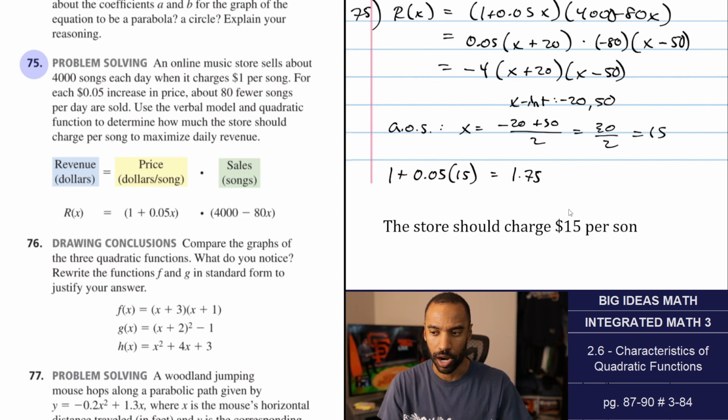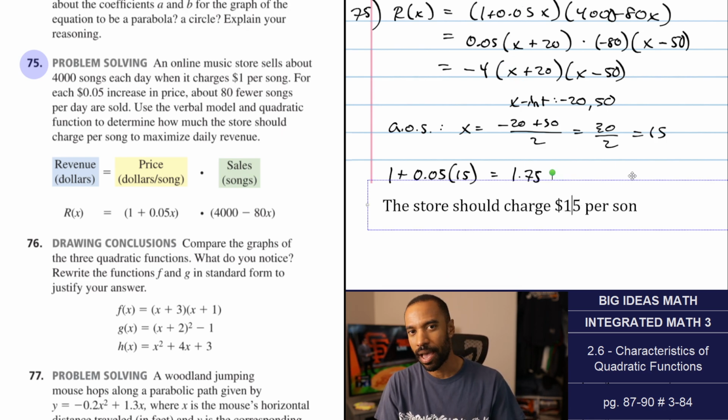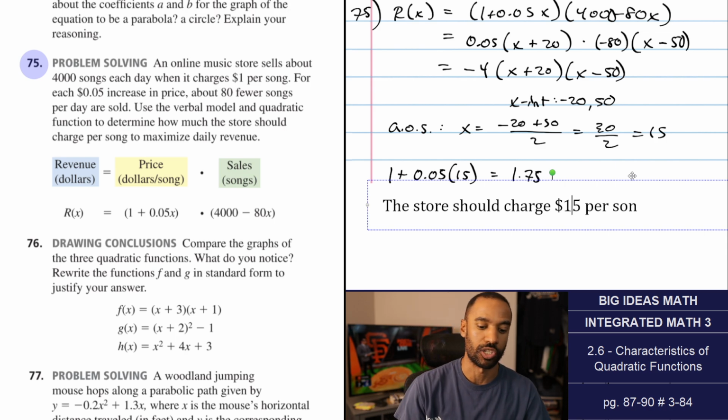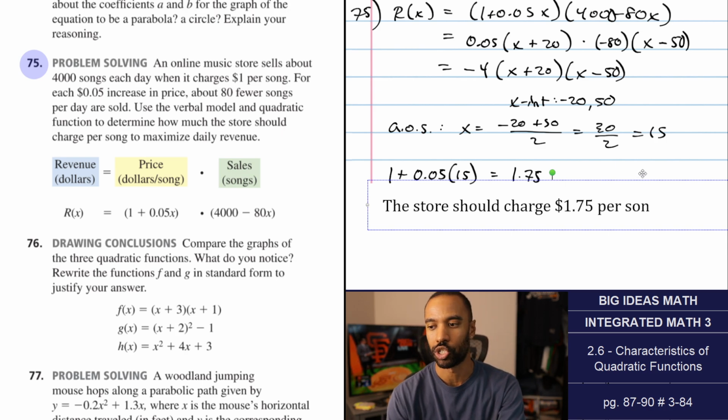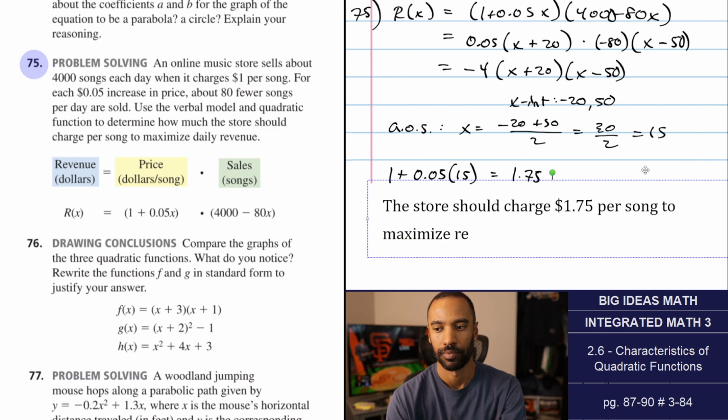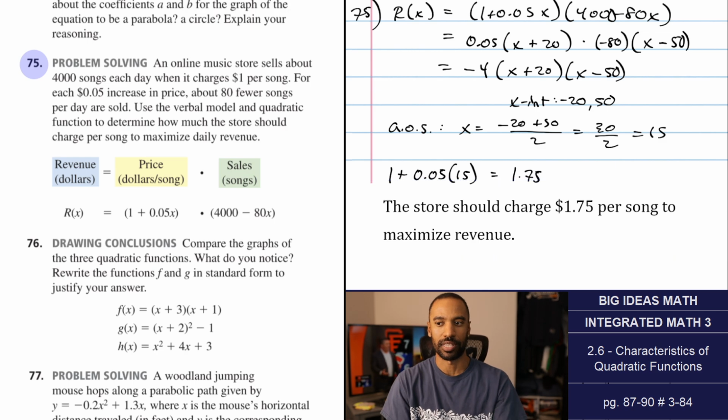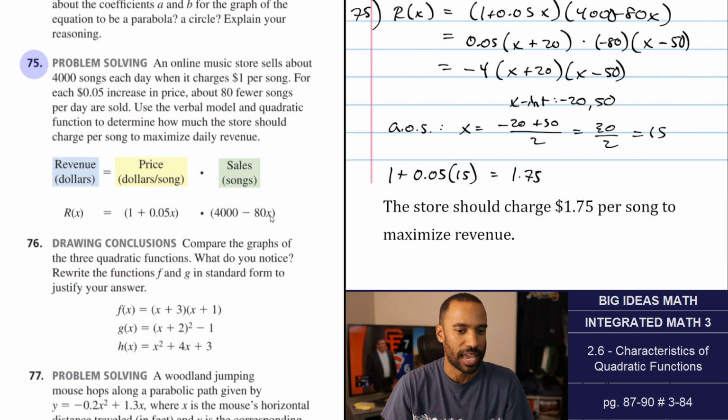So the store should charge, so it's not just X that maximizes revenue, but they should charge $1.75 per song to maximize revenue. See, what's going to happen here is that $1.75 multiplies by the number of sales they get here.